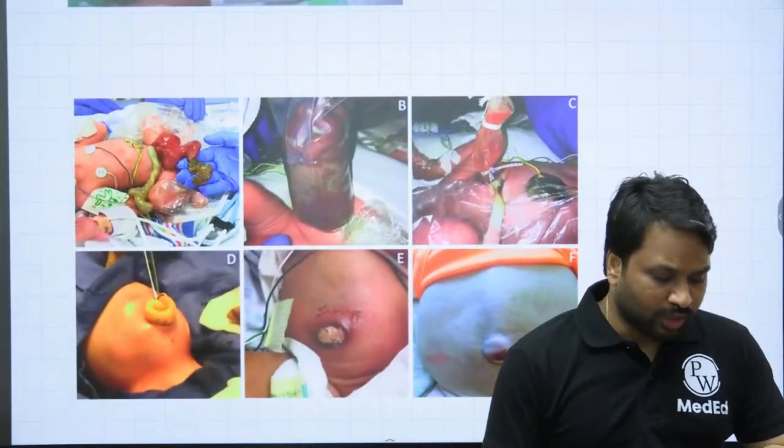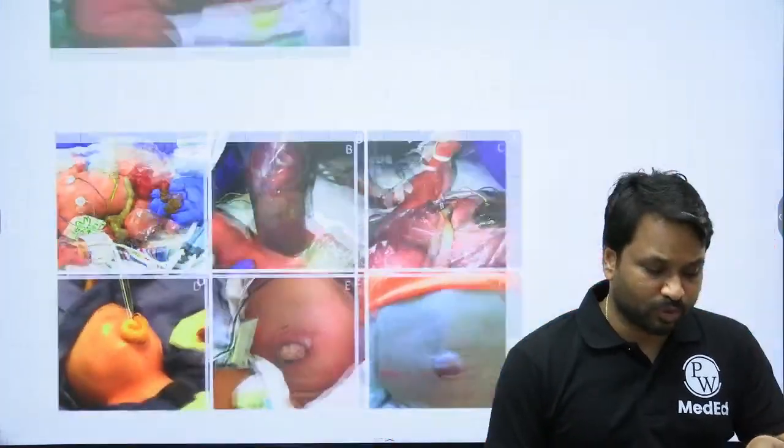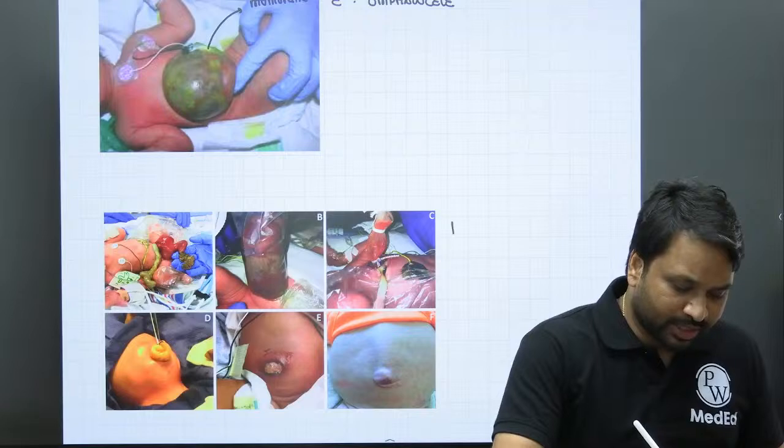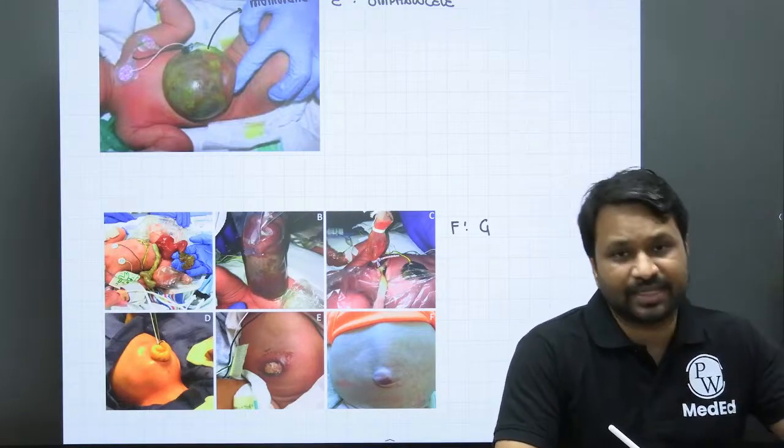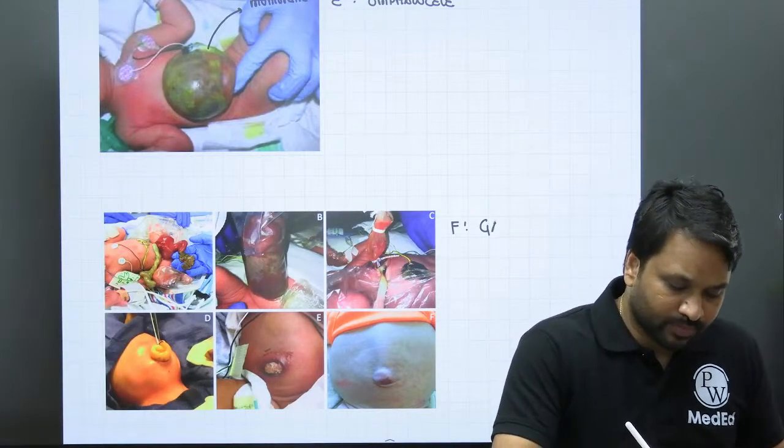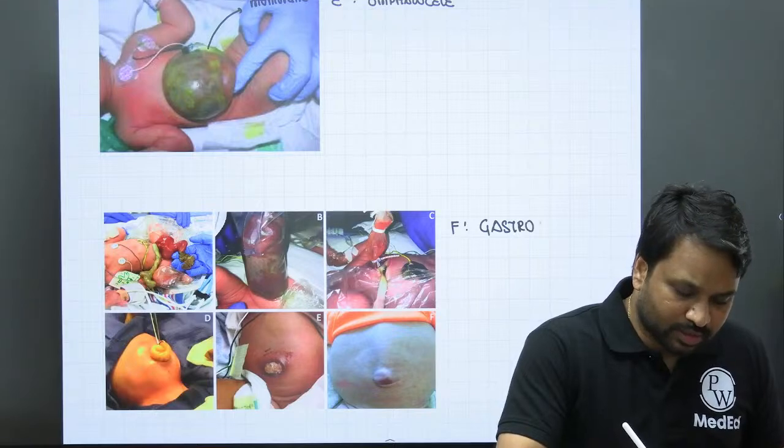Now, if it is not covered by membrane, if the bowel is exposed, that is your image F, and this is what we call the gastrocele.